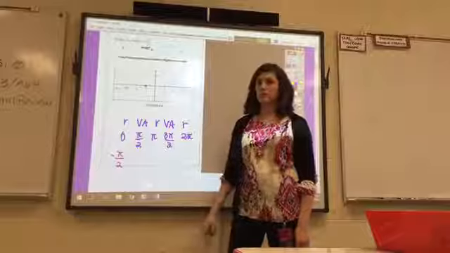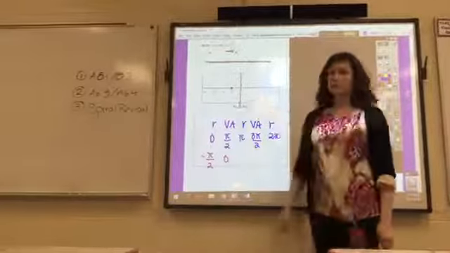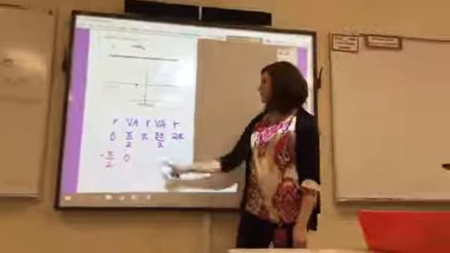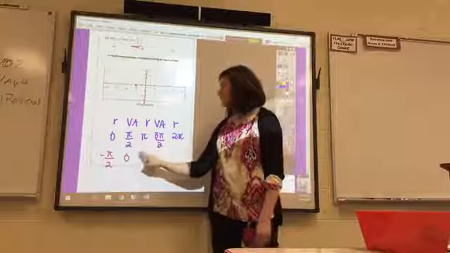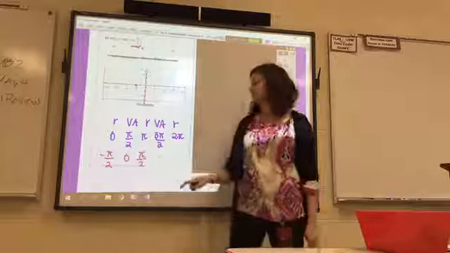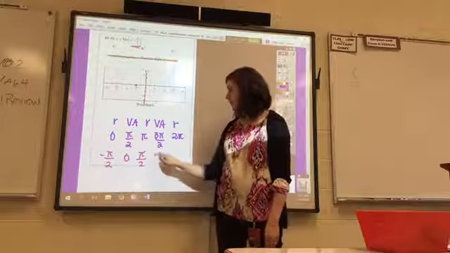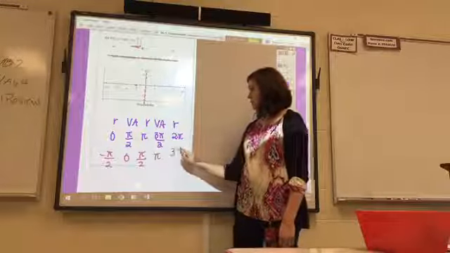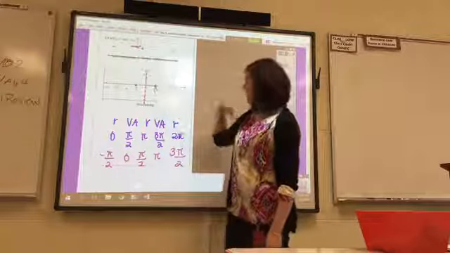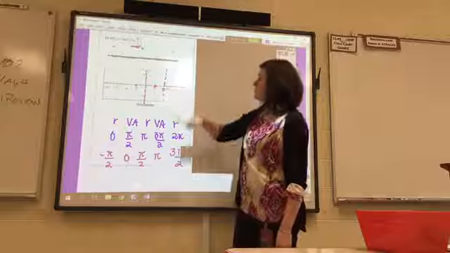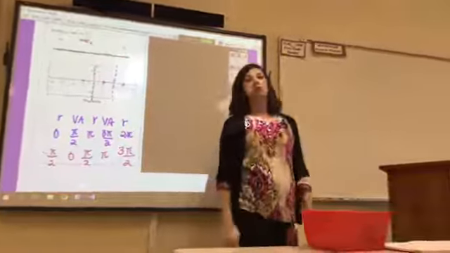Where's our first vertical asymptote? 0. Okay? Where's this one going to be? Pi over 2. Have you noticed what it's doing? It just shifts. Yeah, it's shifting. So where's this one going to be? Pi. Where's this one going to be? 3 pi over 2. Okay? So a root at pi over 2, vertical asymptote at pi, root here. Which direction does this graph go?